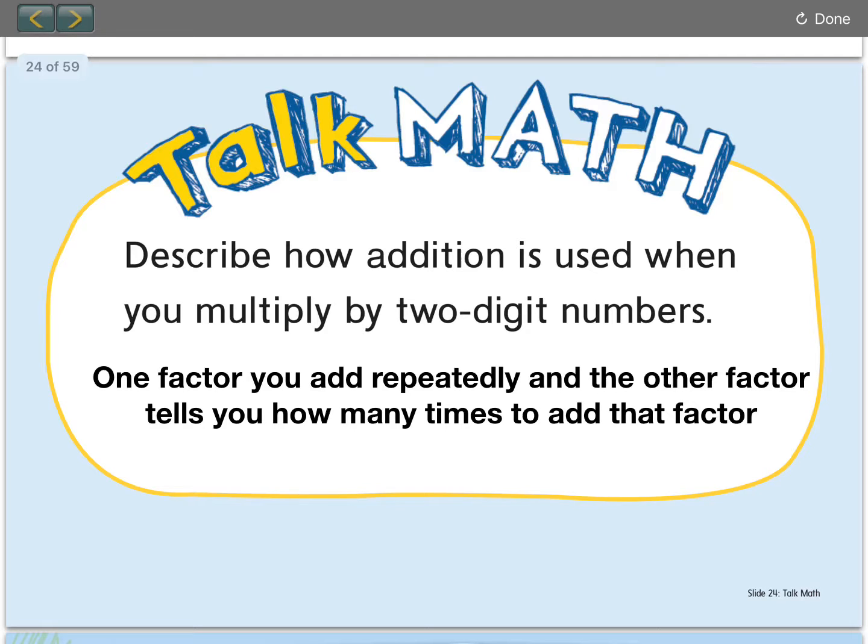We use addition when we multiply two-digit numbers because one factor you add repeatedly and the other factor tells you how many times to add that factor.